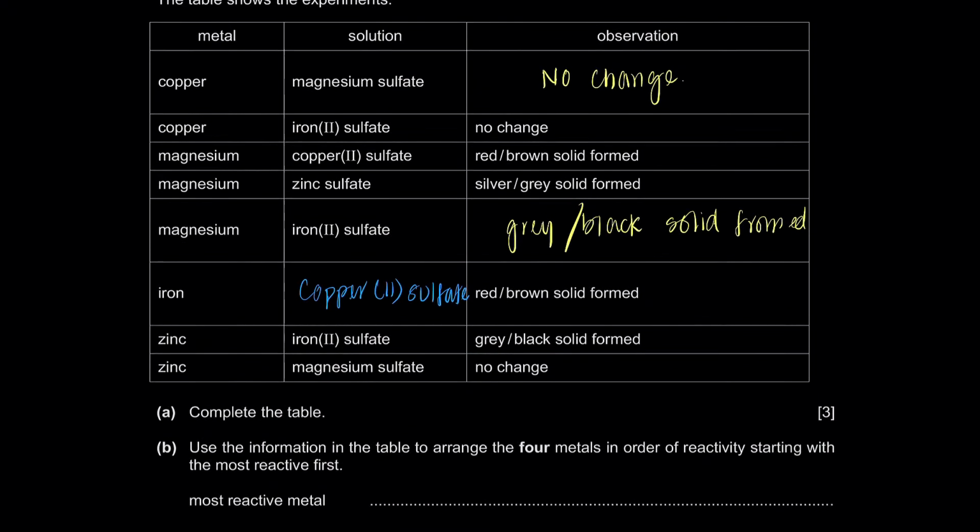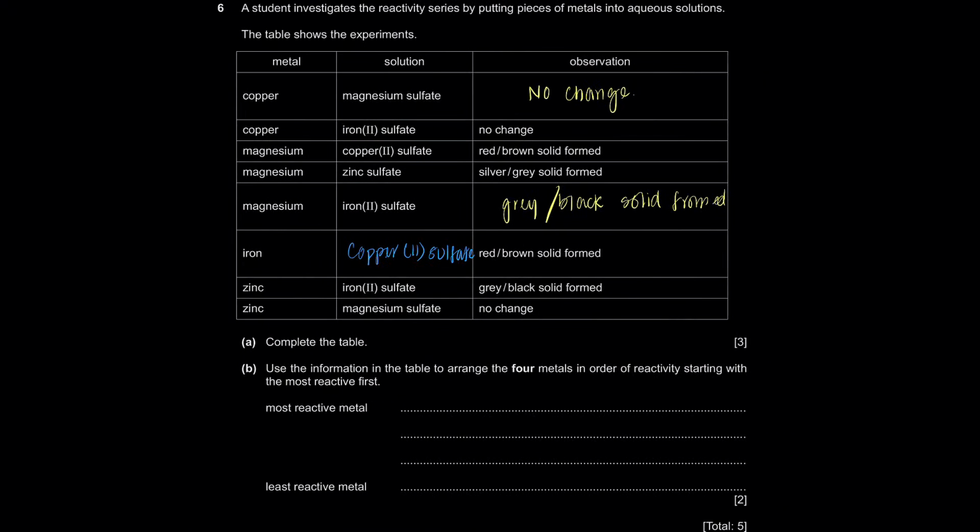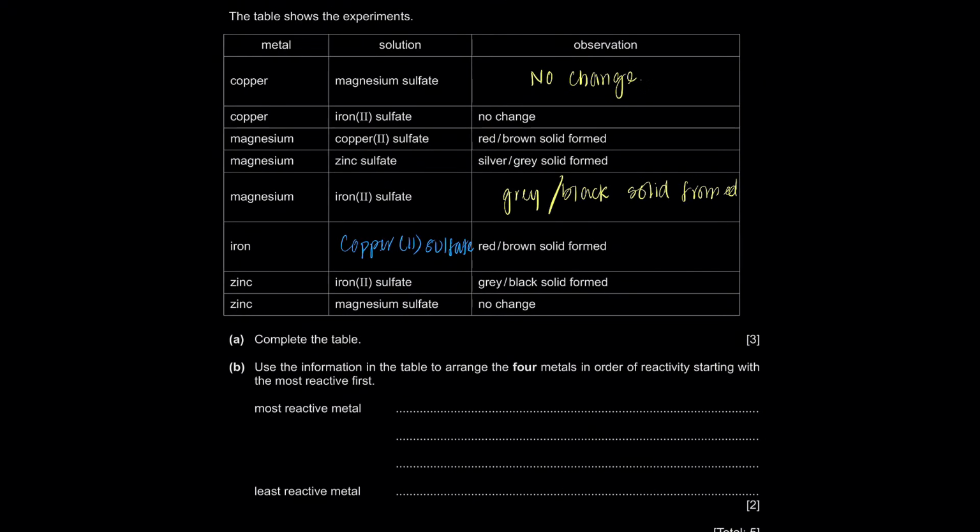Complete the table. I already know the answer because I know my reactivity series. But over here, no change because copper is less reactive. Copper is less reactive than magnesium. Copper is also less reactive than iron. Magnesium is more reactive, but we already knew that. That's not giving us anything. Magnesium is more reactive than zinc. And what? Magnesium is more reactive than iron. Sure, okay.